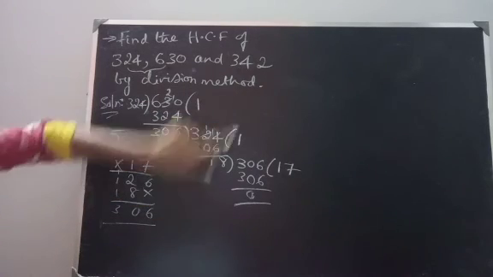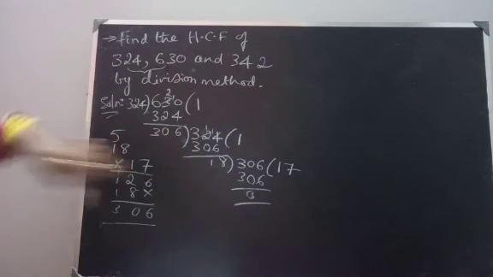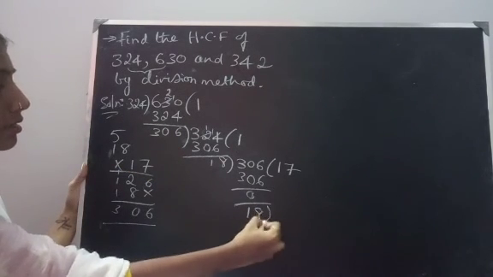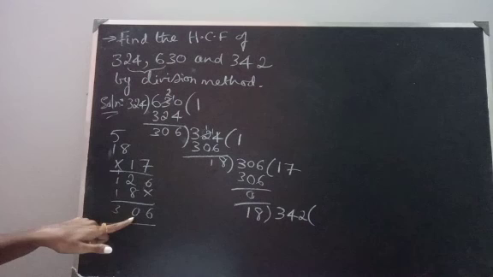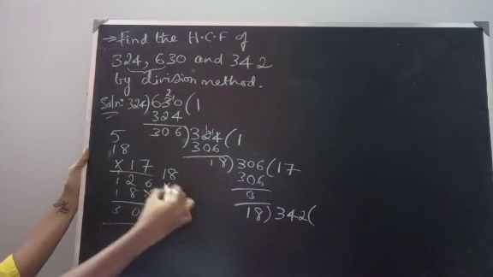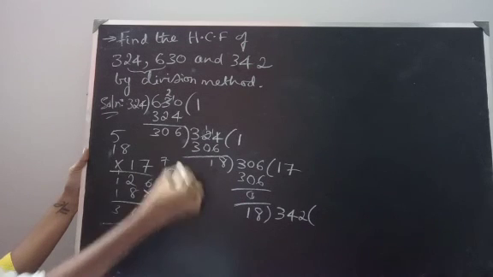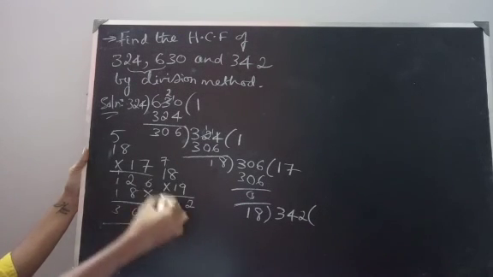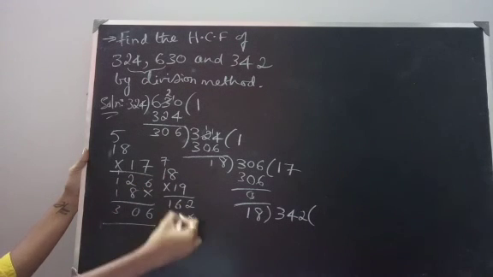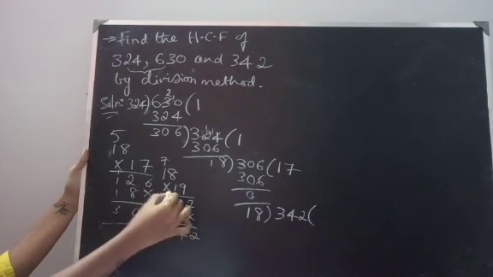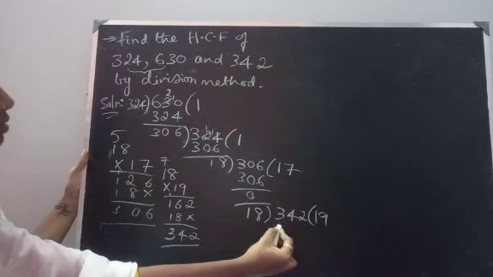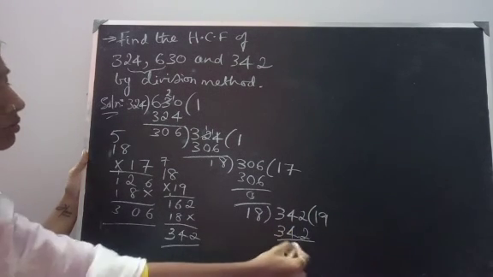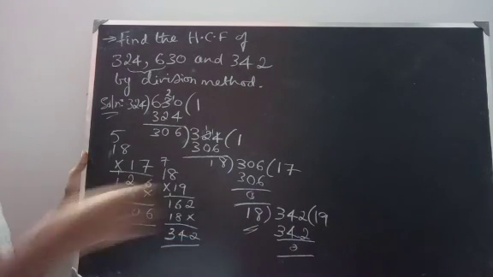So now what you'll do is you'll use this H.C.F and the third number. 18 and 342. Let's check for 18 into 19. 9 8s are 72, 9 1s are 9, 9 plus 7, 16. 18 19s are 342. Okay. So the final answer is 18.